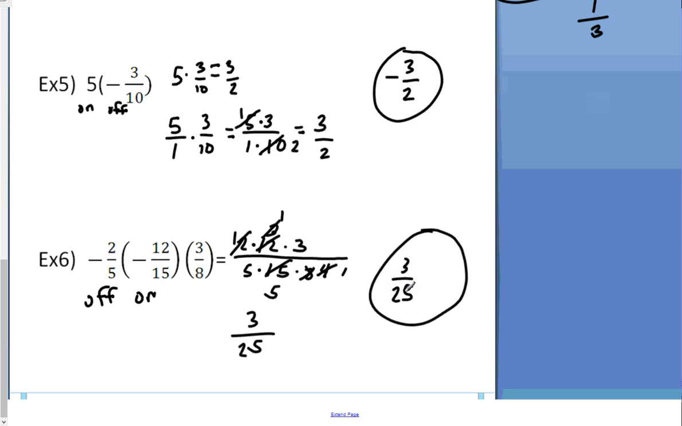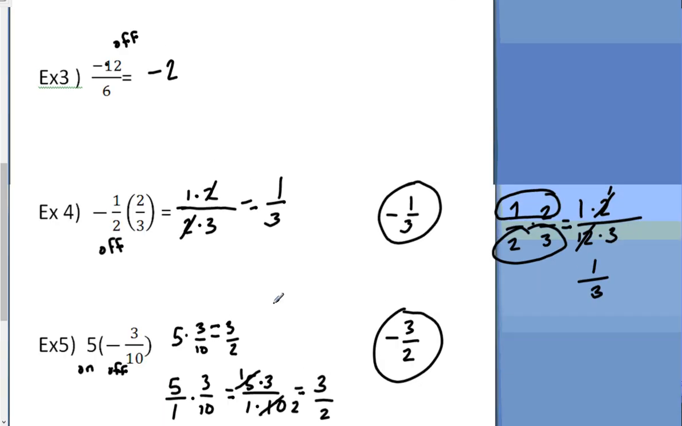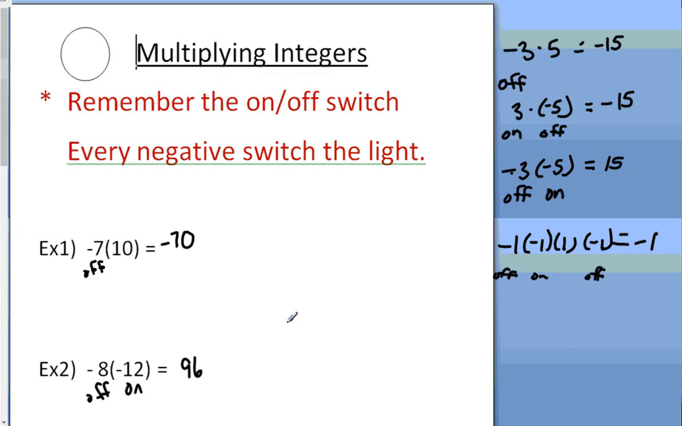I'm not so big on the fractions right now. If you don't understand the fractions great right now, that's okay. What I really do care about right now is that you understand the light switch. So let me summarize this for you. The first number tells you how the lights start, and every time you see a negative, it flips the switch. Okay? Every negative flips the switch. If you can remember that, it should be pretty easy for you.